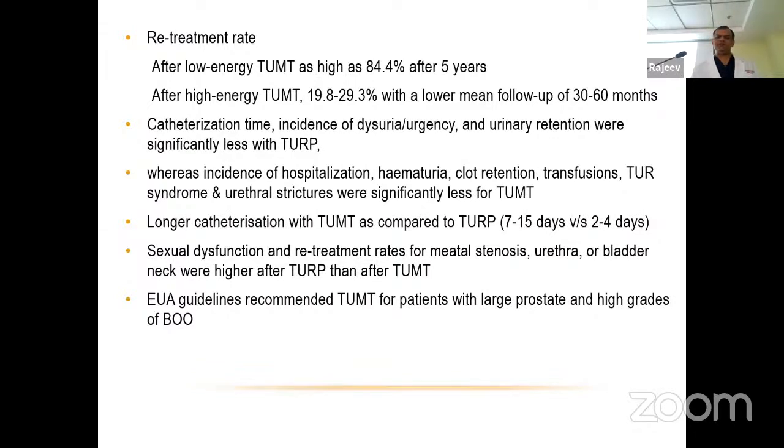Catheterization time, incidence of dysuria, urgency, and urinary retention were significantly less with TURP as compared to TUMT, whereas incidence of hospitalization, hematuria, clot retention, transfusion, and TUR syndrome are significantly less with TUMT. TUMT is associated with a longer catheterization as compared to TURP, and sexual dysfunction, retreatment rate, meatal stenosis, or urethral or bladder neck contracture were higher after TURP than TUMT. EAU guidelines recommend TUMT for patients with a large prostate and high grade bladder outlet obstruction.